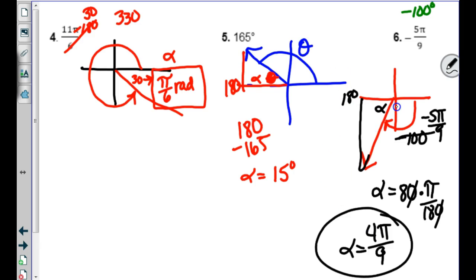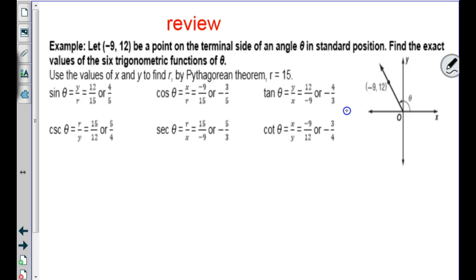That makes sense to anybody? This is pi, right? So if this was negative 5 ninths, this would have to be positive 4 ninths, so that it added up to 9 ninths. All right. I really wish we were all more comfortable with fractions.